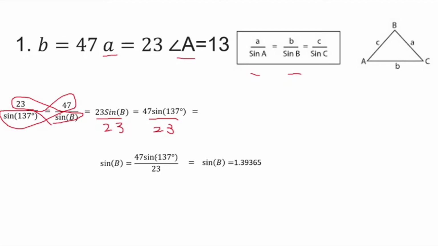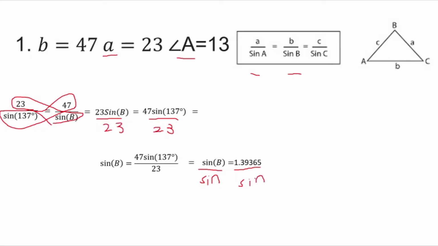So sine B, when you simplify 47 sine of 137 degrees over 23, you get 1.39, and a lot more decimal places. It wasn't necessary, but I kept them in there so I could have a more accurate reading for B. Here we would be taking the inverse of sine on both sides, because what you do to one side, you have to do to the other. We're trying to get B by itself.